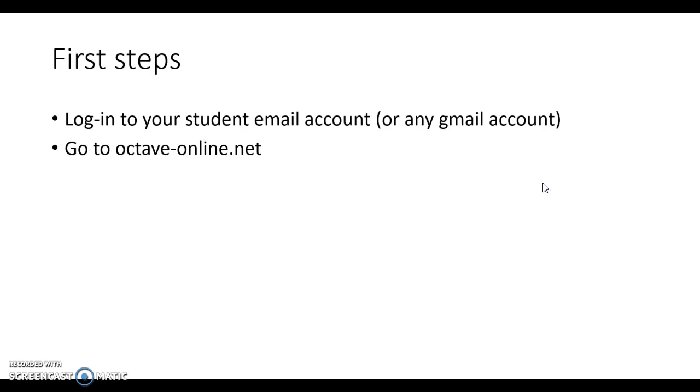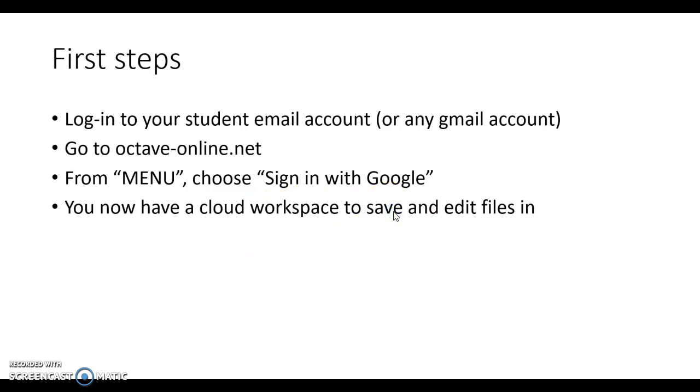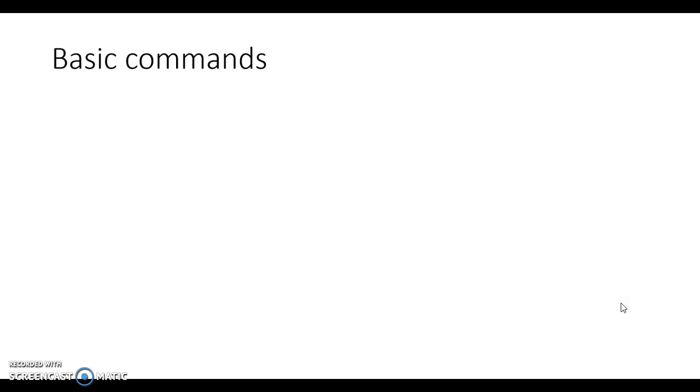Go to octave-online.net. Once you're there, from the menu, and we'll do this in just a moment, choose sign in with Google. That will log you in, and now you will have a workspace that you can save and edit files in. That's basically now in the cloud. So anytime you go back to octave-online.net, you sign into that same email account, you will be able to access any files that you saved. I also recommend always downloading your files. That way, if something does happen or you forget to save something in the cloud, then you still have a backup copy of it, but it will save it. I haven't had any problems. So we're going to go ahead and do that.